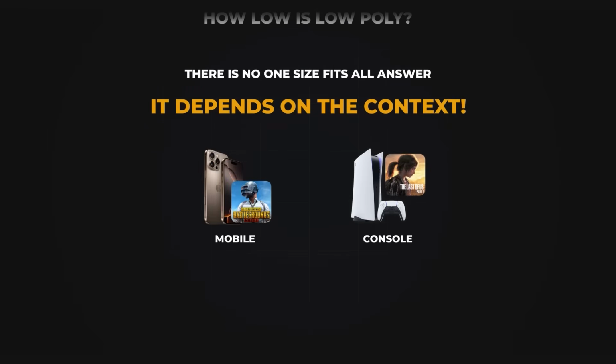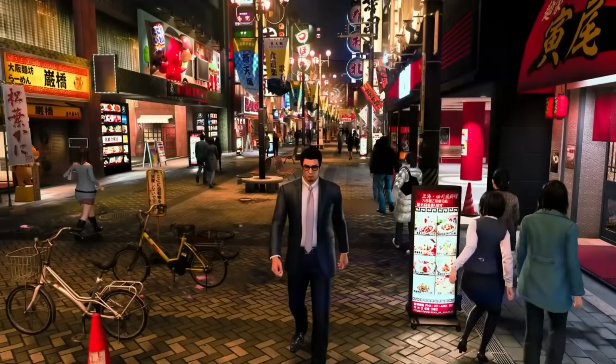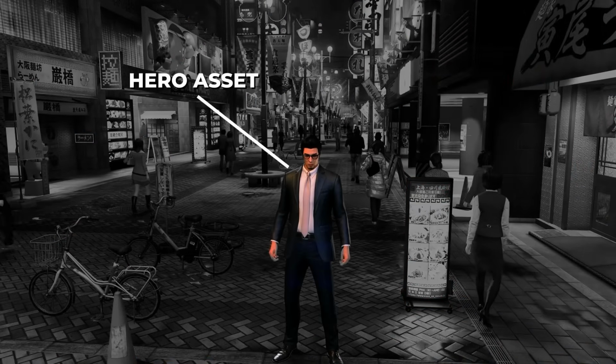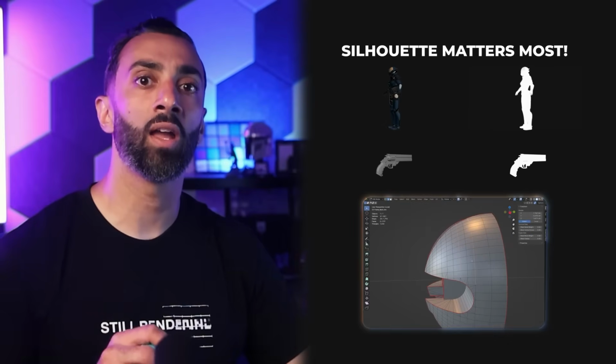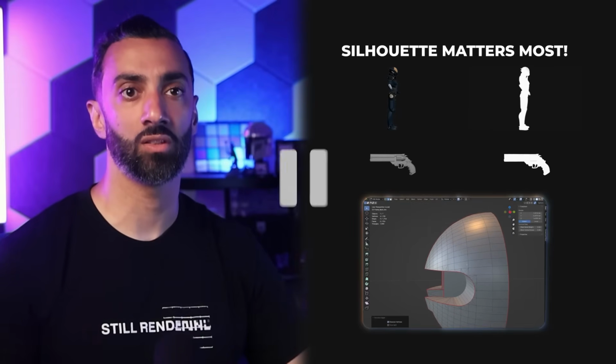Is the target hardware going to be a mobile game, console? Will this be a background asset or a hero asset? It all changes the final poly count. But one thing stays true, it's the silhouette that matters the most. Keep the shape clean and avoid excess or unnecessary edges.